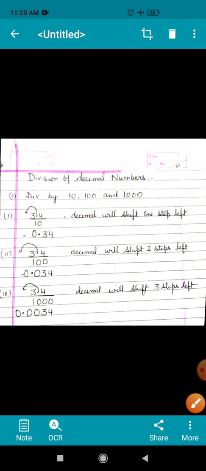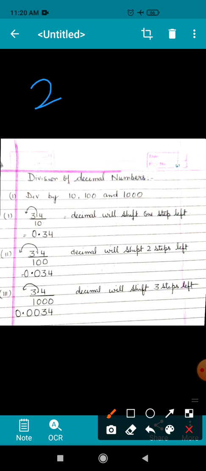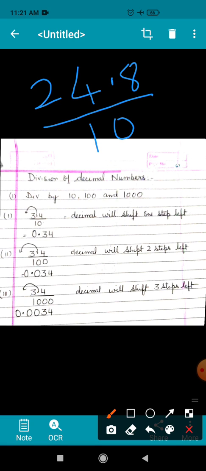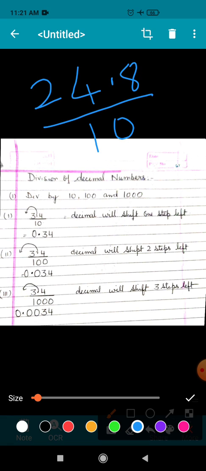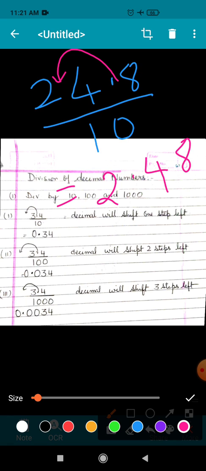Okay, now let us understand the same method by a different example. Here you have to divide 24.8 by 10. How many steps will it move? The decimal will move to the left one step. So from here it will go here. The answer will be 2.48. Right?